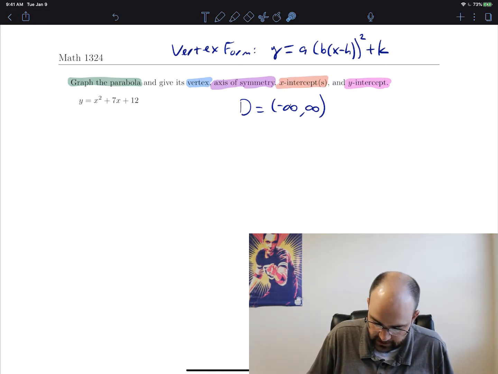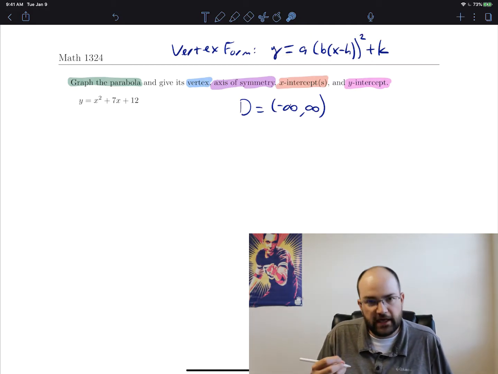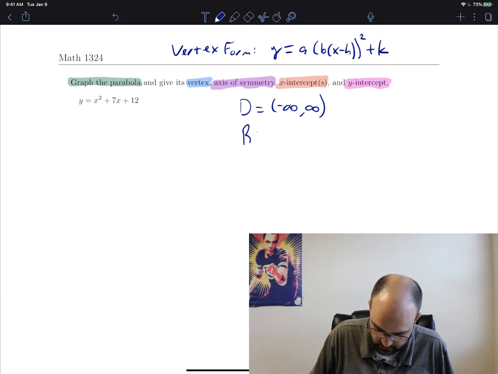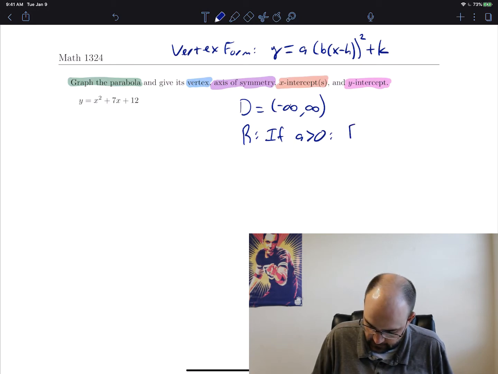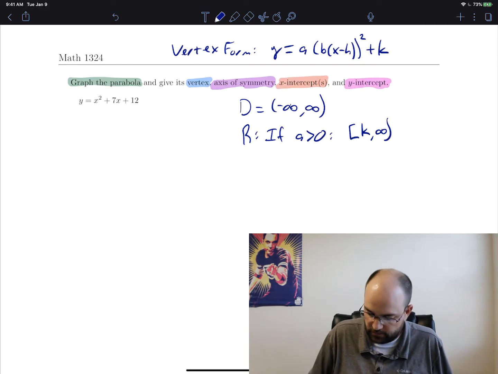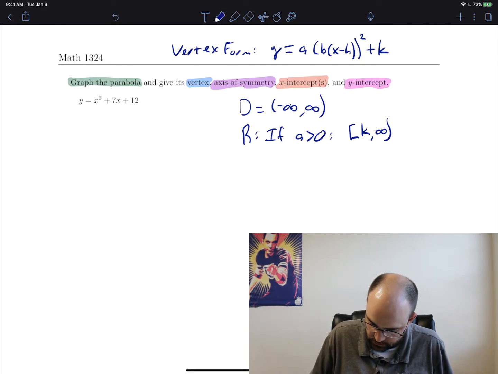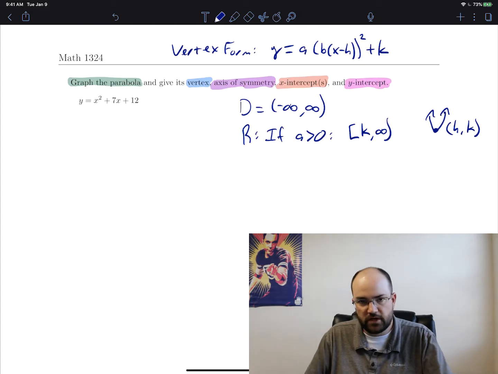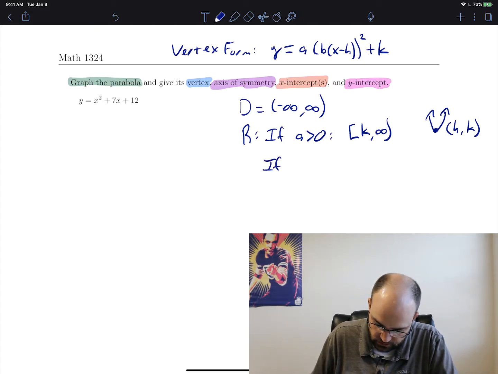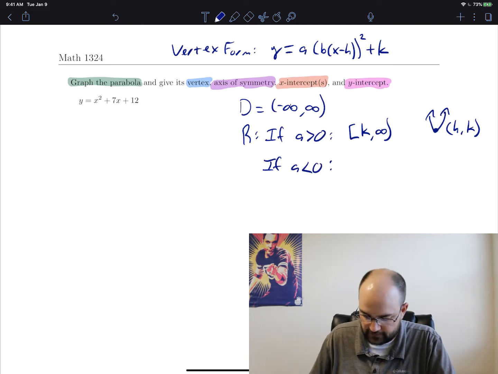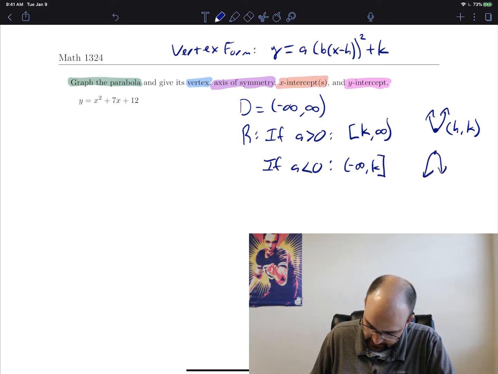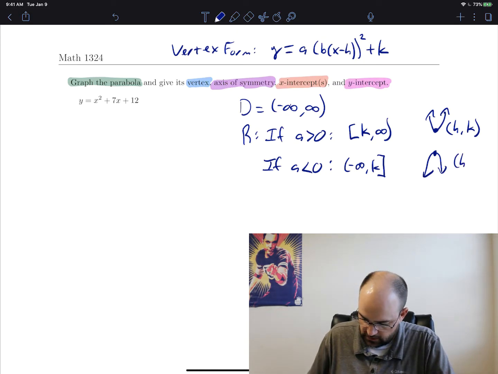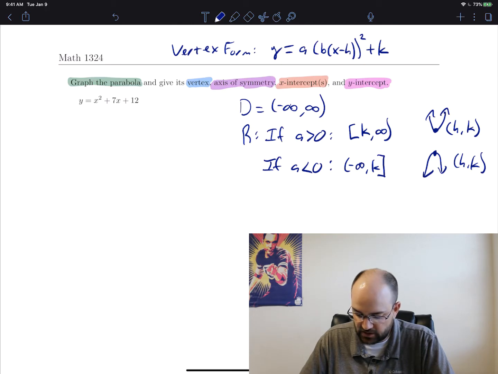The range, if you have this form and A is positive, will be k to infinity, because positive means that the parabola is opening up. Now, the vertex is actually the coordinate h comma k. But if a is negative, the range is negative infinity to k, including k, because the parabola is opening down. Again, the coordinate for the vertex is h comma k.